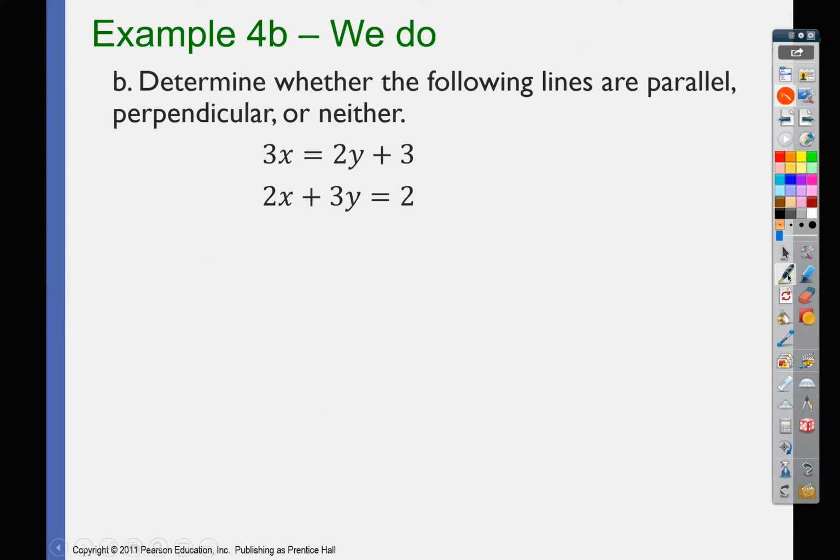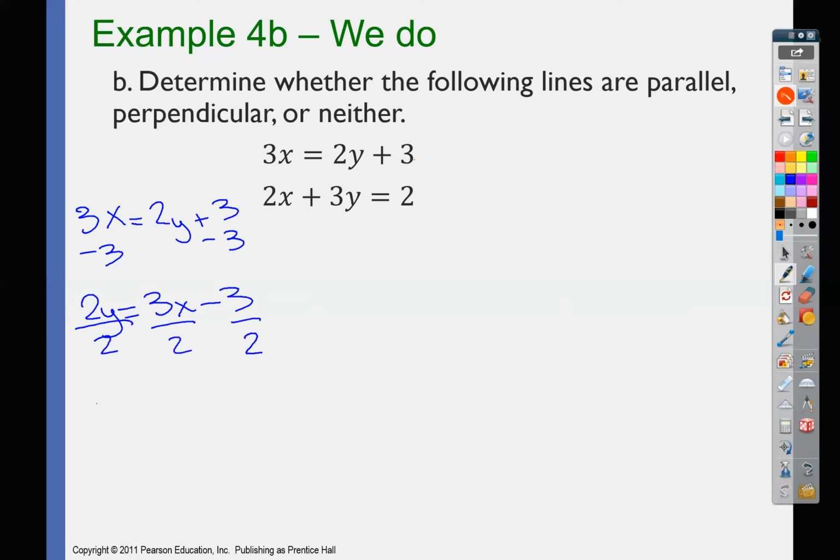Okay, B says determine whether lines are parallel, perpendicular, or neither. So again, we're going to put them both in slope-intercept form. So the first one, I'll do this over here. 3x equals 2y plus 3. I need to get the y by itself, so I'm going to subtract that 3 and kind of flip it around. So 2y equals 3x minus 3. Divide both sides by 2. So I get y equals 3/2 x minus 3/2.